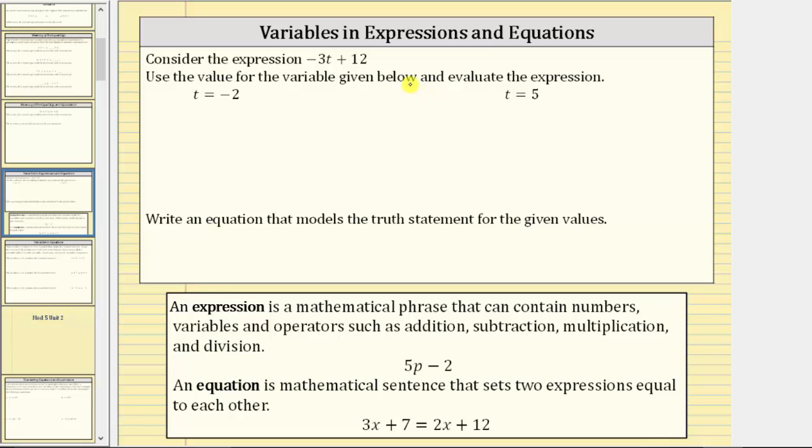Welcome to a lesson on expressions and equations. Let's begin by defining an expression and an equation.